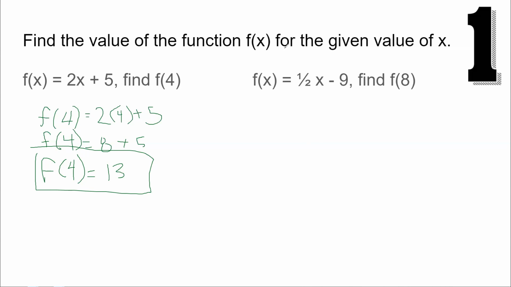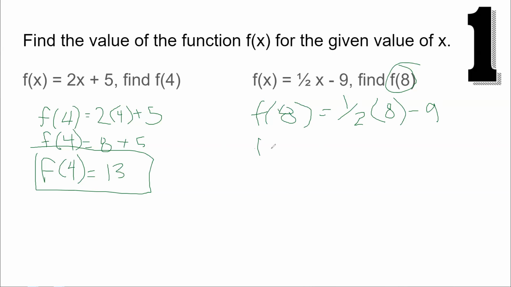We're going to do the same thing for this problem over here. It says f of x equals half of x minus 9. Just like before, I am taking away all of my x's and replacing them, this time with 8, because I'm finding f of 8. Anytime that I see an x, I'm replacing it with an 8. Sorry for my horrid handwriting.